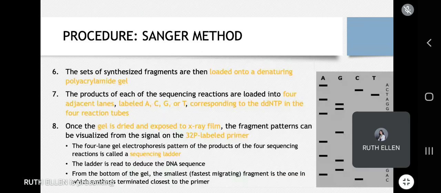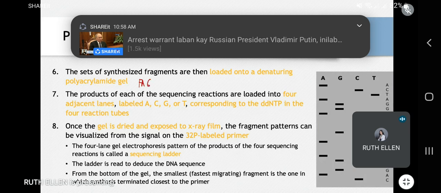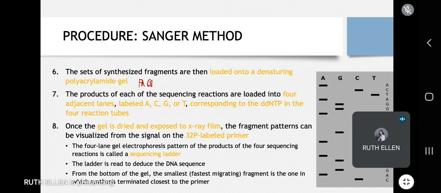Okay? So the sets of synthesized fragments are then loaded onto a denaturing polyacrylamide gel. So polyacrylamide pa rin yung ginagamit natin pagdating sa electrophoresis. Okay, so the products of each of the sequencing reactions are loaded into 4 adjacent lanes. Okay, so 4 wells sa ating gel, okay, and they are labeled as A, C, G, or T corresponding to the ddNTP in the 4 reaction tubes. Okay, so A for our ddATP, G for our ddGTP, and so on hanggang sa thymine natin.